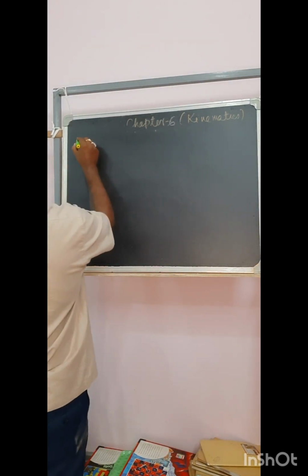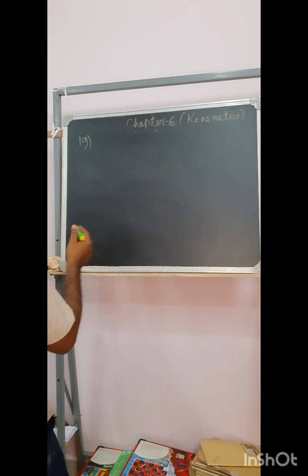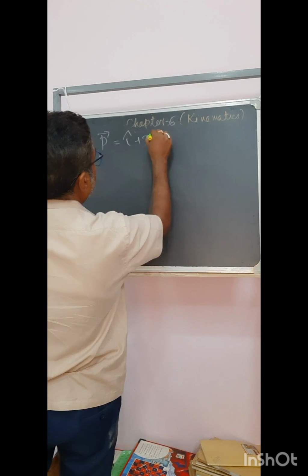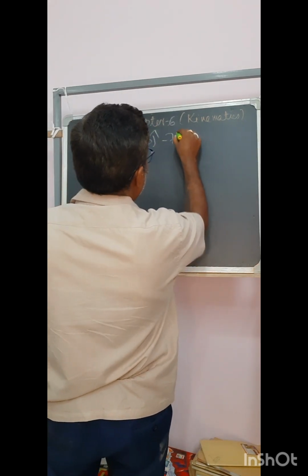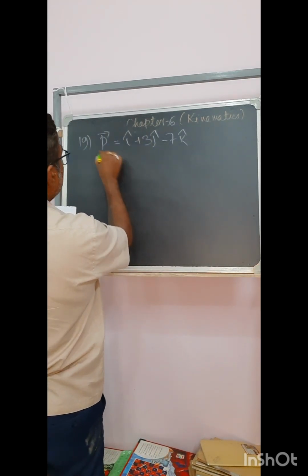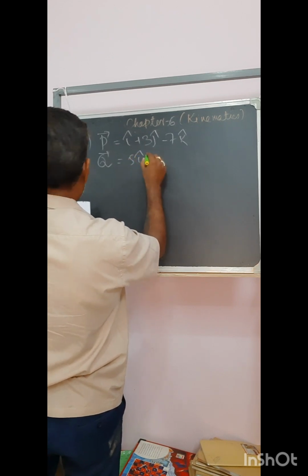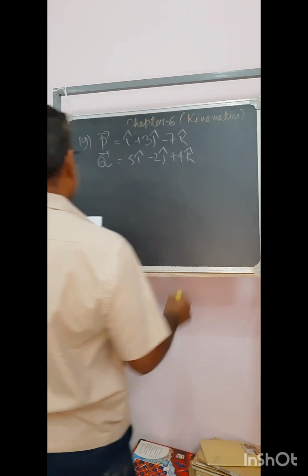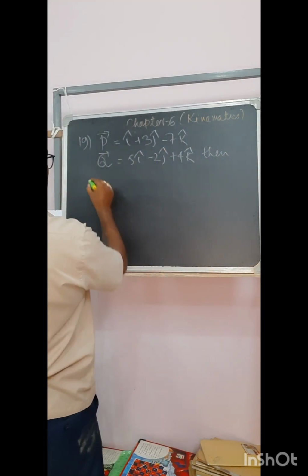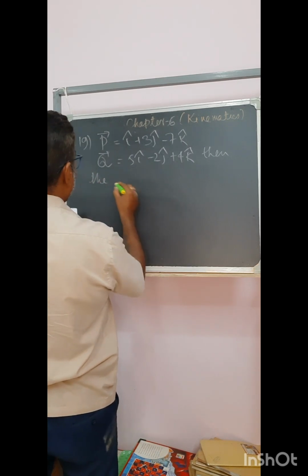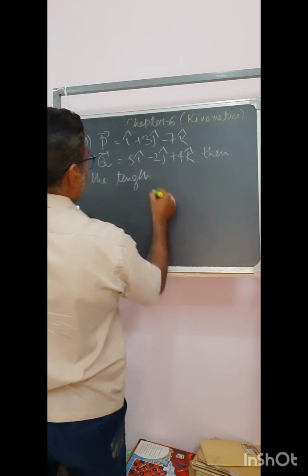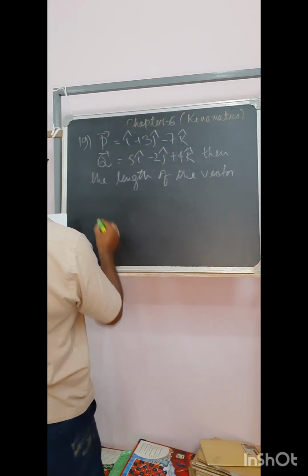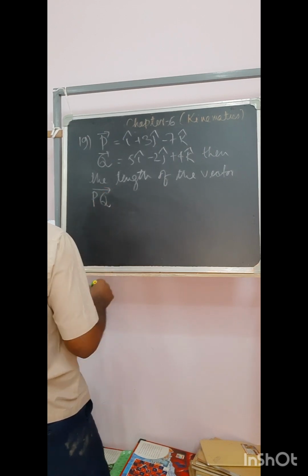Okay, so this will be your answer. Coming to the next, problem number 19. P vector equal to i plus p j minus 7k and Q vector is 5i minus 2j plus 4k, then the length of the vector PQ. P has been taken first, Q is second, PQ.